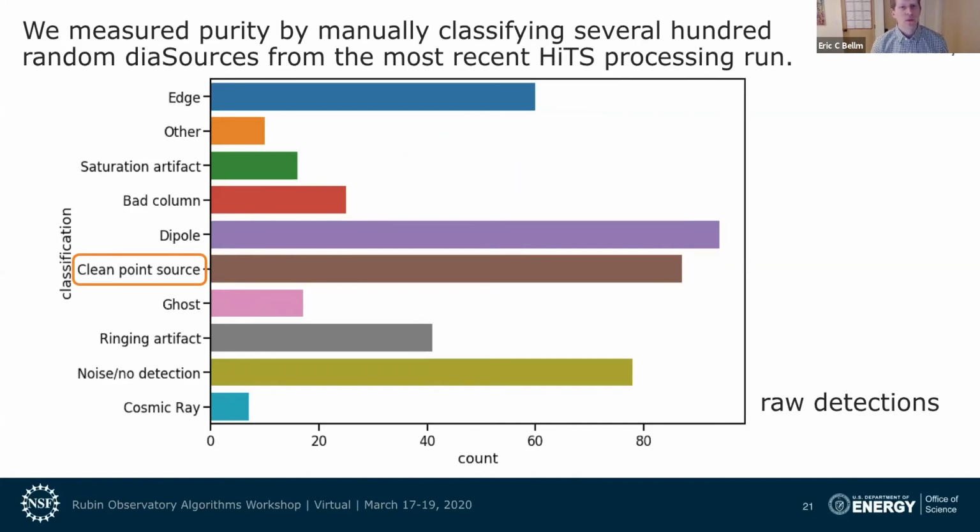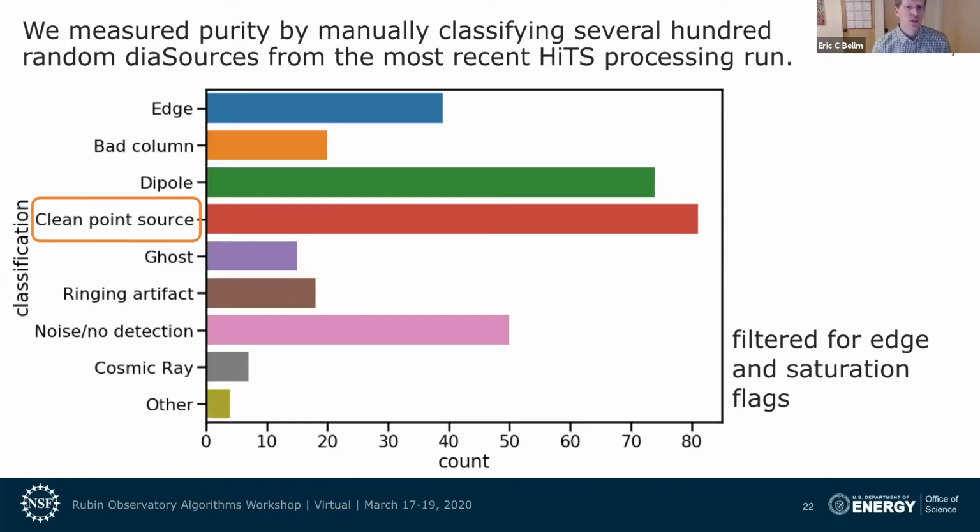So we dumped out several thousand difference image source detections and classified them through a Zooniverse project in preparation for this talk. And so this is, again, this raw detection plot with the major classes. I've boxed the sort of clean point source class, and you can see some of the other categories there as well. I'll show some cutouts in a moment. If we filter that, apologies, the colors change here. Again, I've boxed the clean point sources.